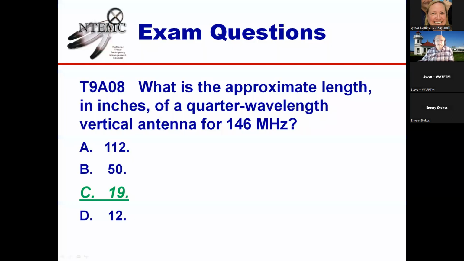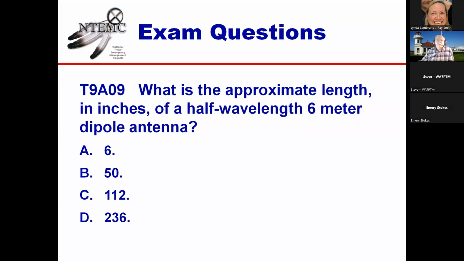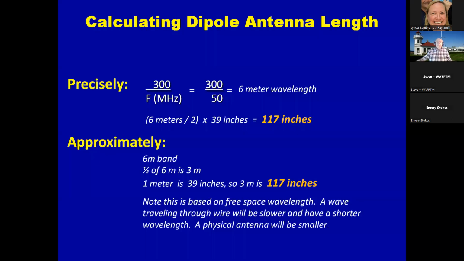And that would be the answer. So same kind of problem here, slightly different numbers. What's the approximate length in inches of a half wavelength 6 meter dipole antenna? Okay. Well, we do the same thing here. So we know that 300 divided by the frequency, 6 meter, right? It's 50 megahertz is a 6 meter wavelength.